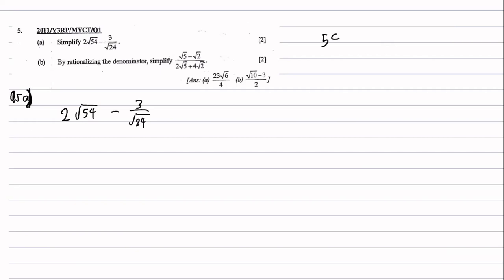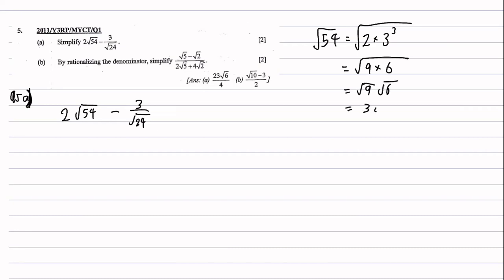So first thing, we should try and prime factorize this 54. What would it be? Let's see. 2 times 3 cubed, is it correct? Okay, so if we square root this, the biggest perfect square I can take out from here would be 3 squared. So it's 9 times 2 times 3, which is 6. So square root 9, square root 6, you're left with 3 root 6.